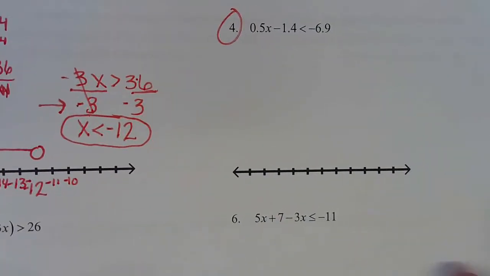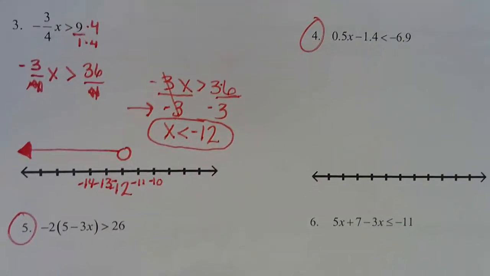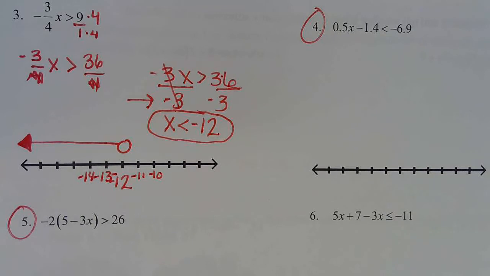Okay, I want you to try number 4 on your own. And then we'll do 5 and 6. Try number 4, and then just for fun, try number 5, and I want to see if you can do number 5 on your own too. 4 and 5. Try those ones on your own. Please and thank you.